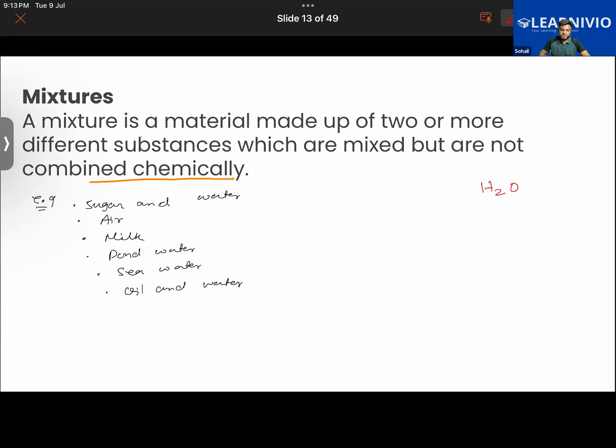Getting it? Sir, what is the word after milk? After milk, it's pond water, then seawater, and then oil and water.